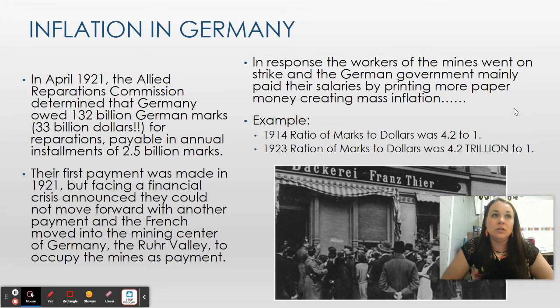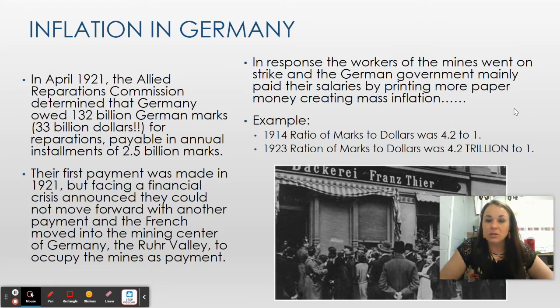And so, to give you an understanding and an example of that, in 1914, the ratio of German marks to US dollars was 4.2 German marks to $1. Not the greatest exchange rate, not the worst. 1923 rolls around, the ratio of German marks to US dollars is 4.2 trillion to 1.